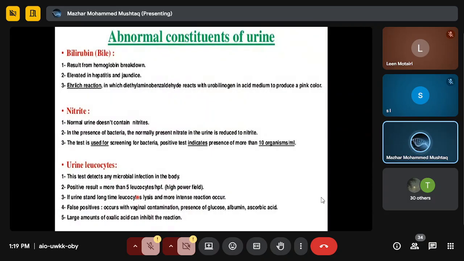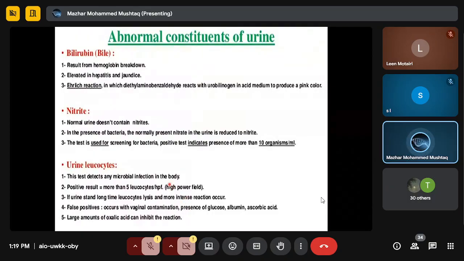Nitrite, I already told you about. Nitrites are not normal. Nitrates are the normal. In case of bacteria, in case of some severe infection, the bacteria would convert nitrate to nitrite. That means some infection is going on.